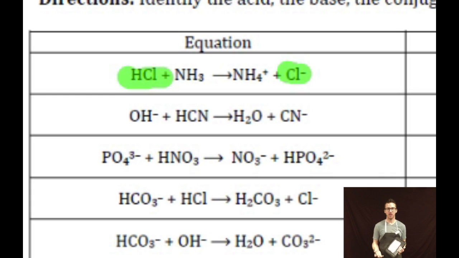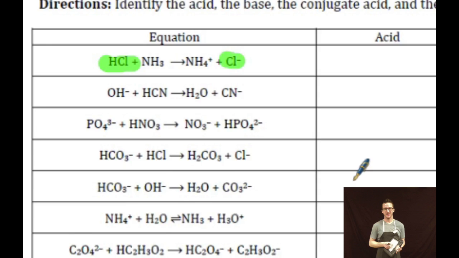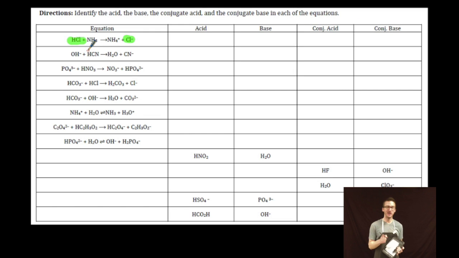Now let's think about what must have happened in order for that to occur. Would HCl have to donate a hydrogen ion or accept a hydrogen ion? If you said donate, you are correct. So if HCl is donating a hydrogen ion, that makes it a Bronsted-Lowry acid. Now, its conjugate base, or what forms after it donates its hydrogen ion, is Cl-. These two are a conjugate acid-base pair.